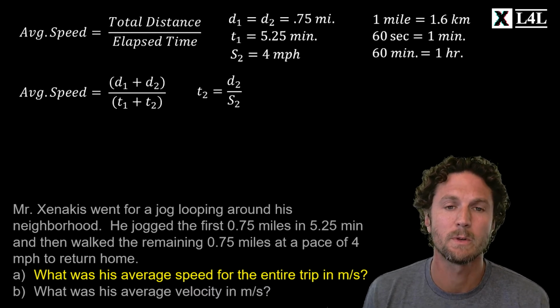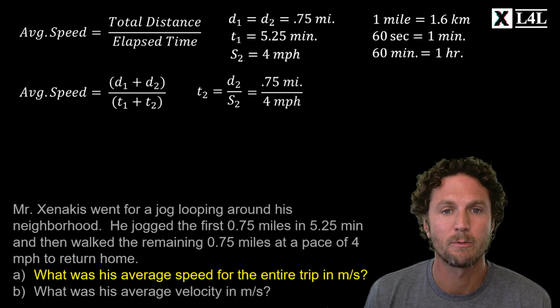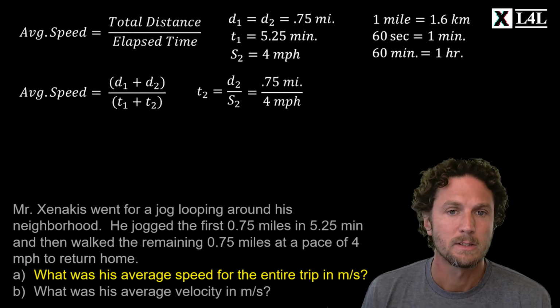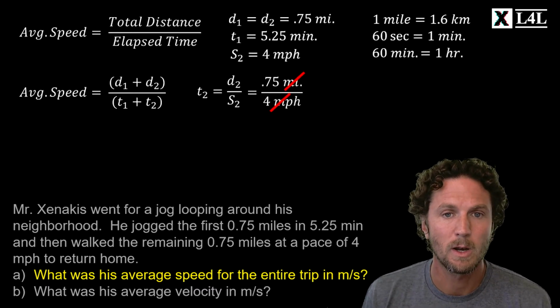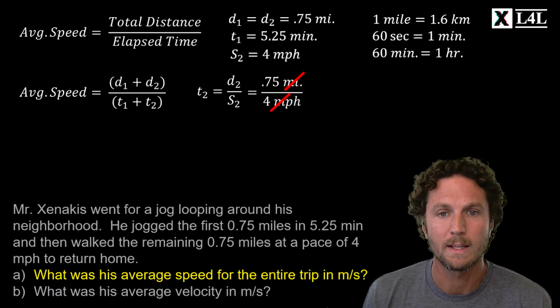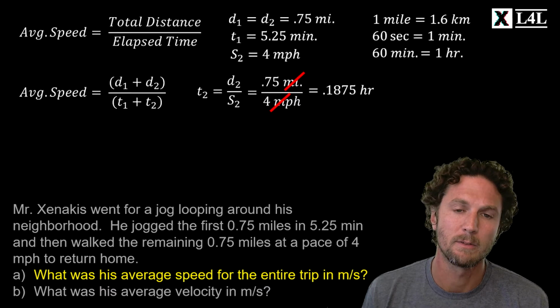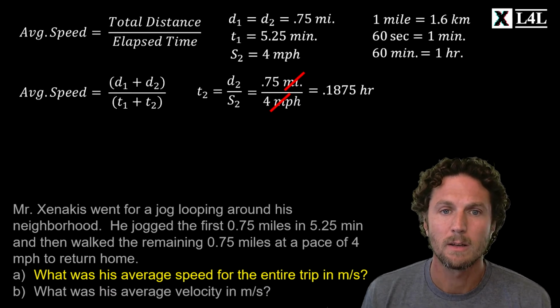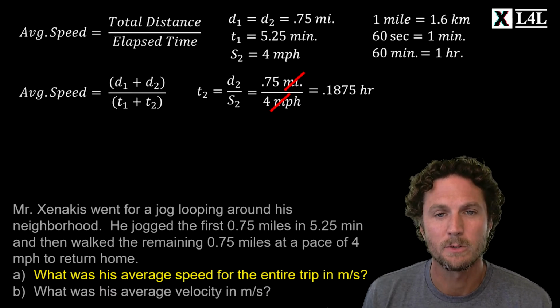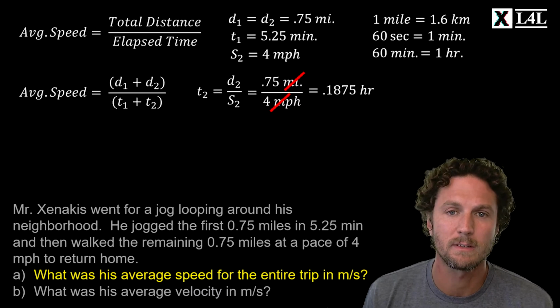Plugging in, we find that 0.75 miles divided by 4 miles per hour. The miles will cancel out, and we're left with 0.1875 hours. The hours unit flips back to the top of the fraction here. But T1 is actually 5.25 minutes, so we need to get these in the same units.